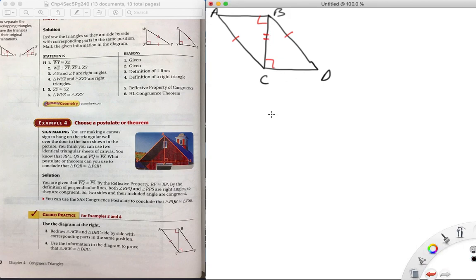I'm not going to redraw ABC side by side. That makes no sense to me to draw side by side. Keep it just like this. So doing number 3, let's prove it.